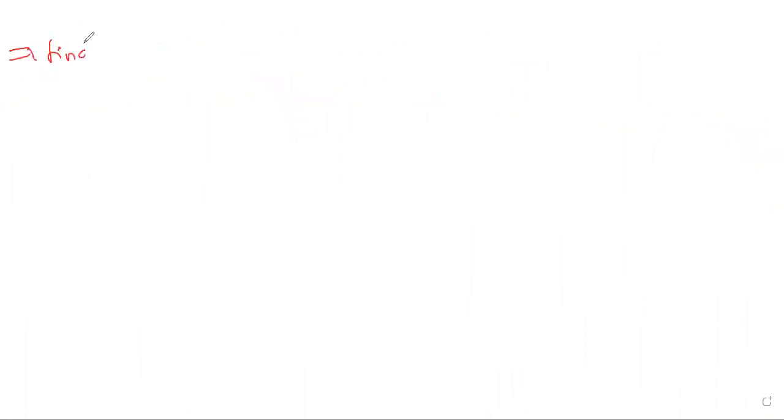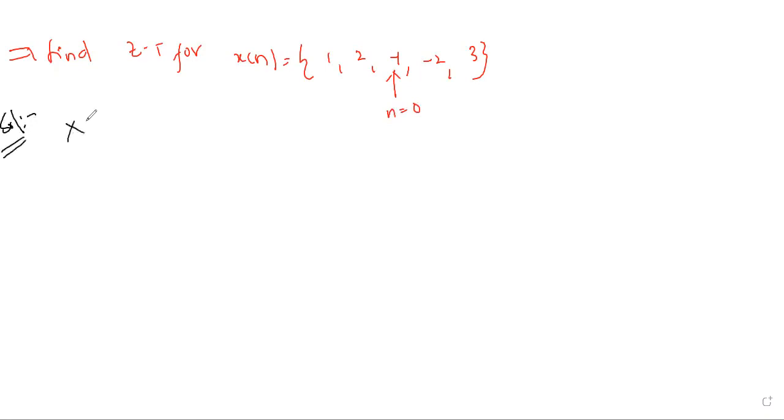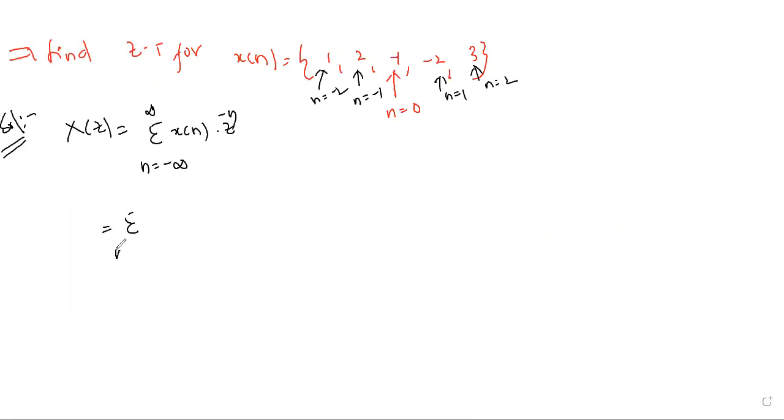Find Z transform for x of n equal to, let us take the same values, 1, 2, minus 1, minus 2, 3, and put arrow mark here, n equal to 0. Here n equal to 0 means this is n equal to 1, n equal to 2, n equal to minus 1, n equal to minus 2. Summation n equal to minus infinity to infinity x of n into z power minus n. But what I have to take is the scale, minus 2 to 2, x of n, z power minus n.